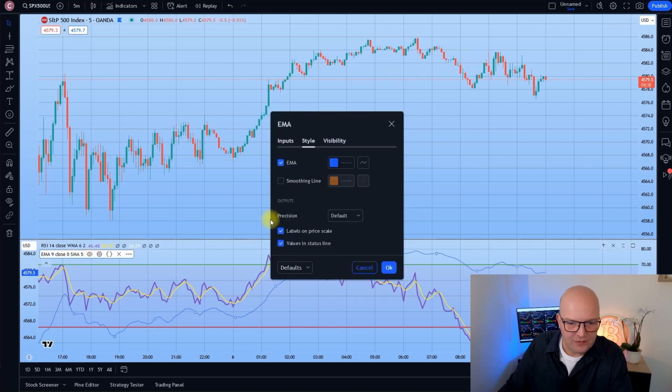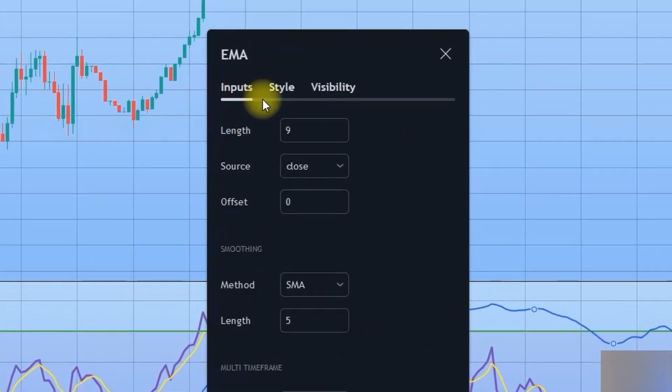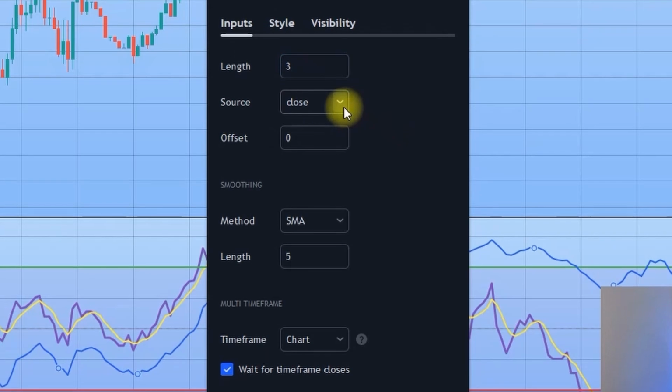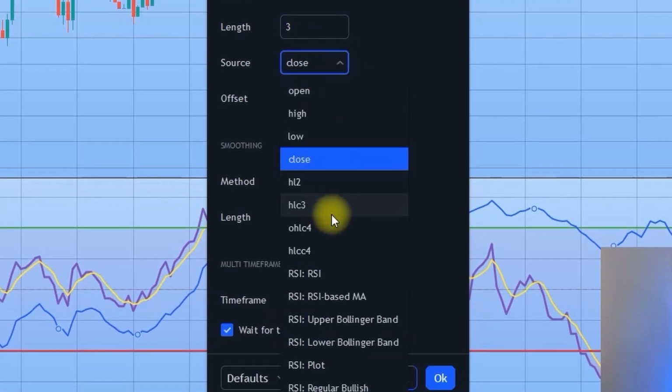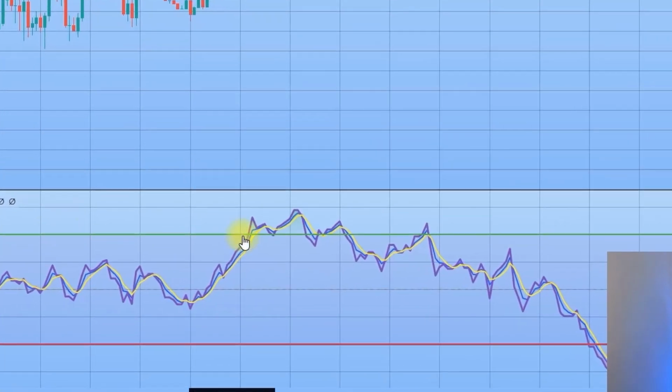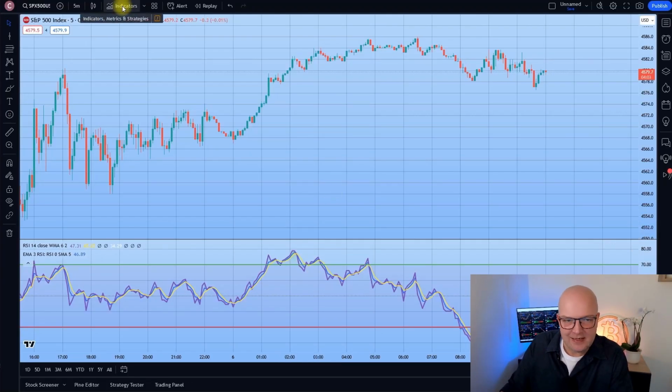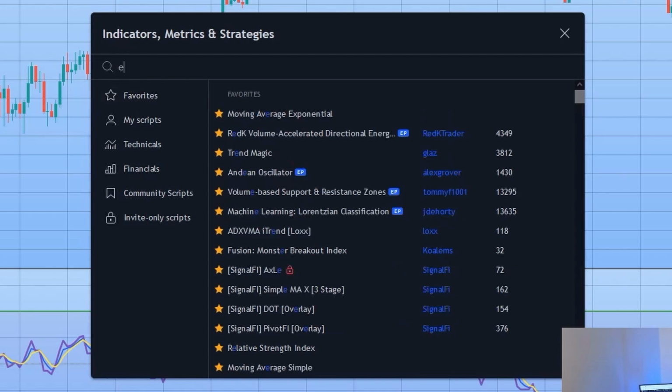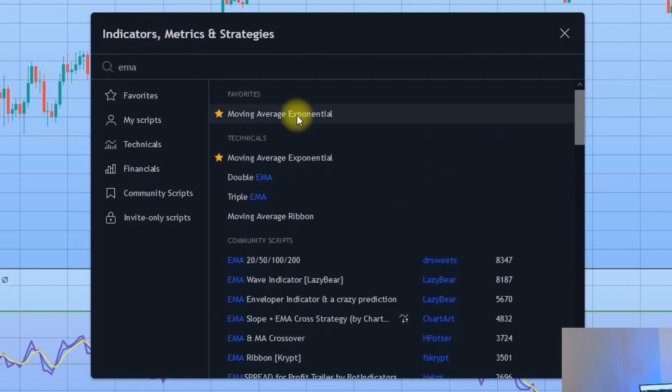Then we want to go to the settings here as well, and I want to change the length to 3, and this is important. The source needs to be RSI. Here we go, click on OK. What you see now is the RSI and its 2 moving averages. The last indicator we want to add is again a so-called EMA, Exponential Moving Average.